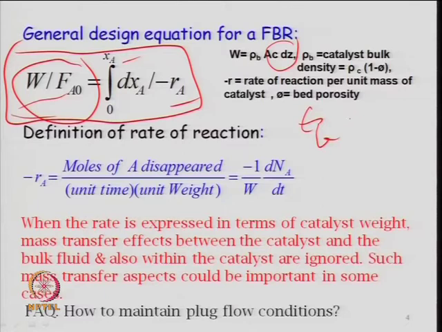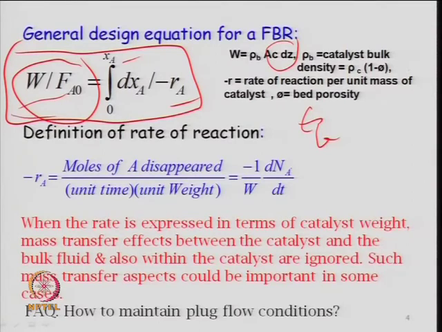So, the definition of reaction rate I have explained, the same here, moles of A disappeared per unit time per unit mass of the catalyst, right. So, minus 1 by W dFA by dt or dNA by dt. So, sometimes in a batch we use this Na, but in a flow reactor we use the term F, flow rate. So, when the rate is expressed in terms of the catalyst weight, the mass transfer effects between the catalyst and the bulk fluid and also within the catalyst are generally neglected. That is the very important thing.